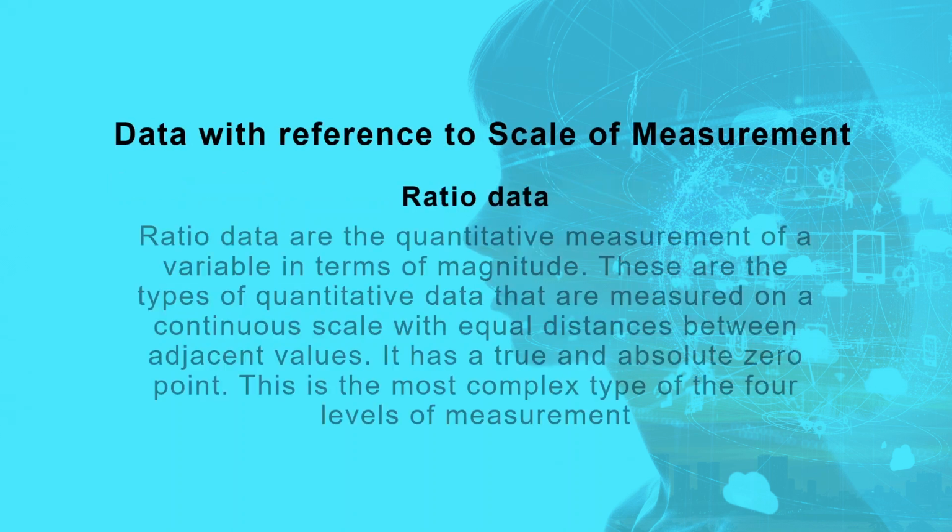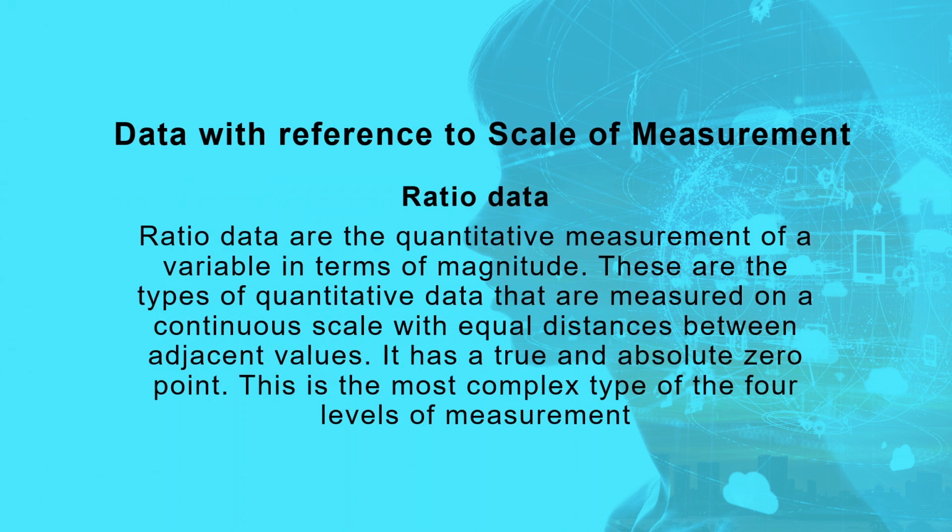Ratio data are the quantitative measure of a variable in terms of magnitude. These are the types of quantitative data that are measured on a continuous scale with equal distances between adjacent values. It has a true and absolute 0 point. In ratio data, we can say one thing is twice or thrice another, as for example, measurements involving distance, weight, price, etc. So, these are the 4 types of data with reference to scale of measurement.